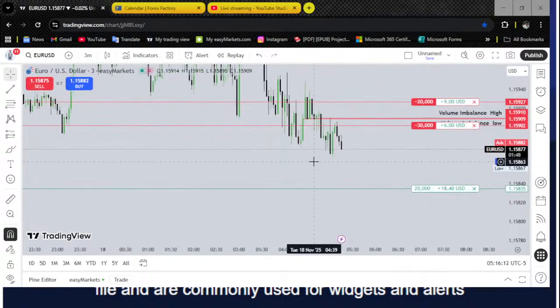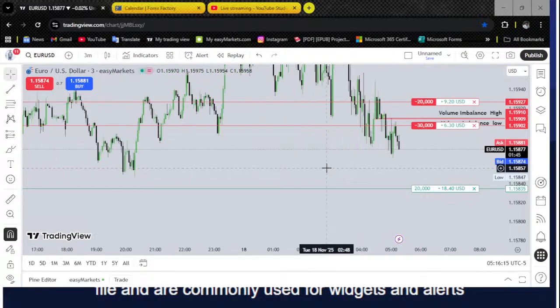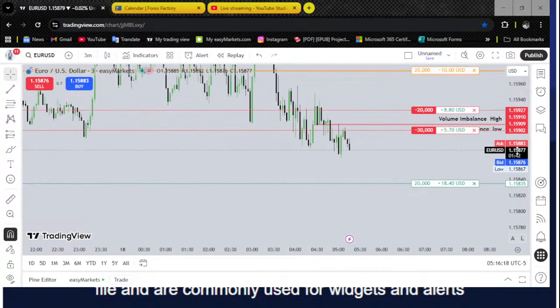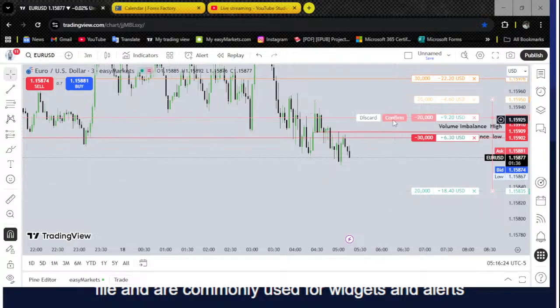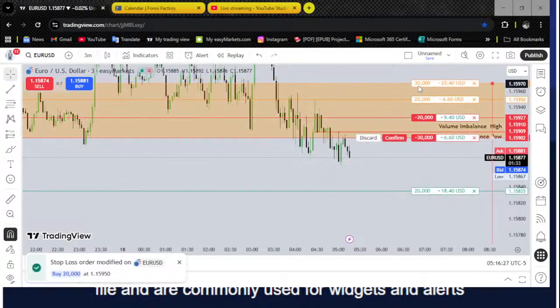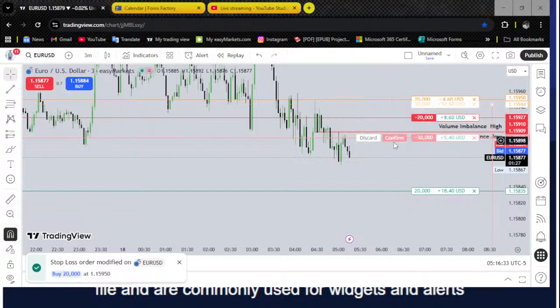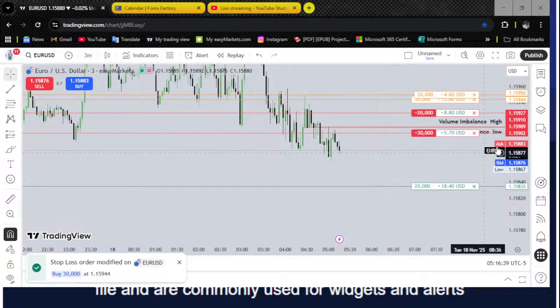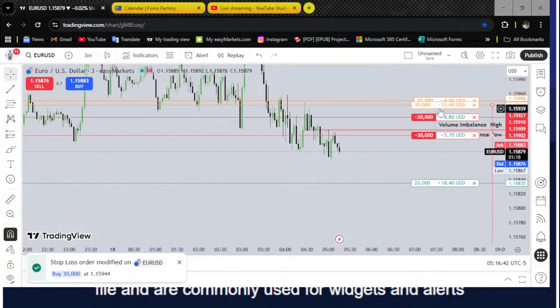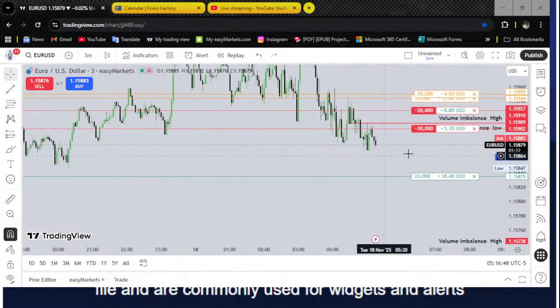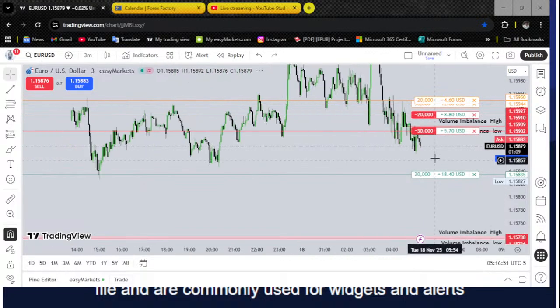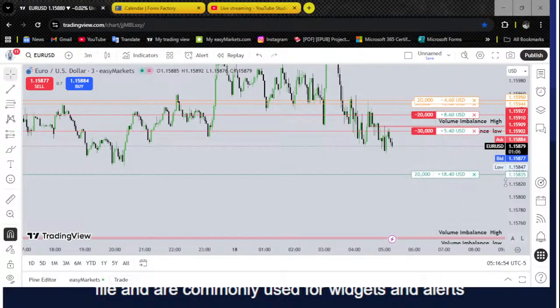Now I have risked $16 because this 12 plus 4 is 16, it has come from 50. That's good stop loss management.